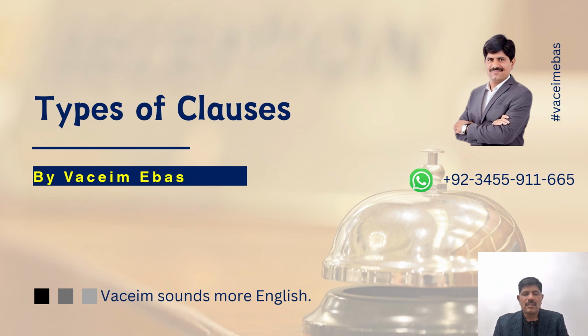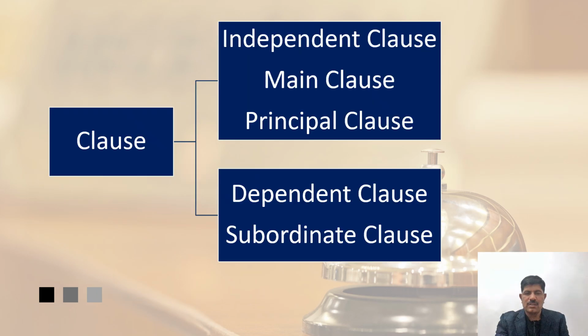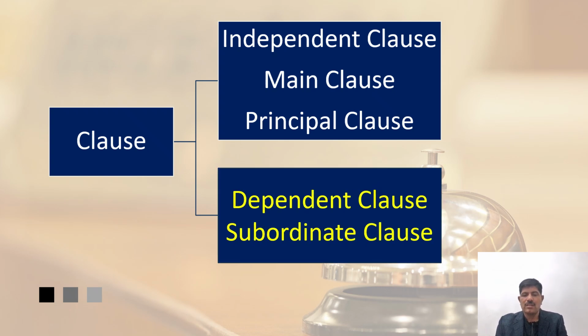Dear students, as I had promised you that I would uncover the types of clauses, let's proceed with the types of clauses. Whenever we talk about the types of clauses, there are only two main types: an independent clause, also called the main clause or the principal clause, and the other one is a dependent clause or a subordinate clause. But when we talk about the subtypes, they are only related to the dependent clause or subordinate clause.